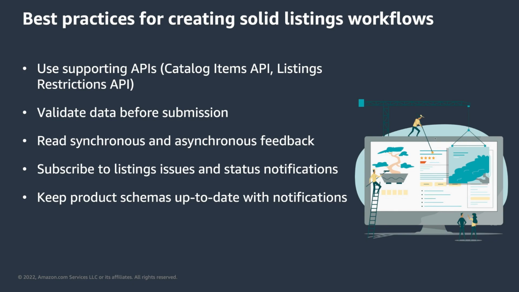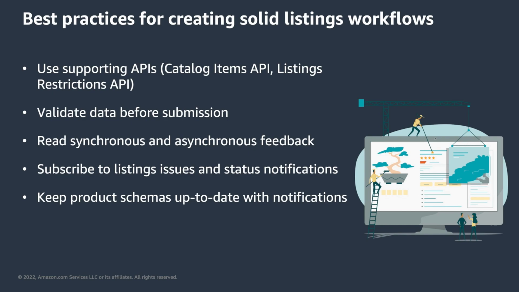While it is technically possible to submit listings data without using the catalog items or the listings restrictions API, using these supporting building blocks will help you achieve better results. So always refer to the recommended workflows while designing your solution. Also, validating the data before submission is critical. The JSON schemas provide great validation functionality that you should leverage to confirm that mandatory attributes are present, valid values are being used, etc. This will remove the need to send the data many times before getting a successful submission, which results in a much better customer experience.